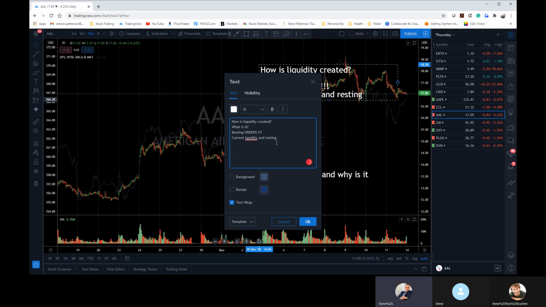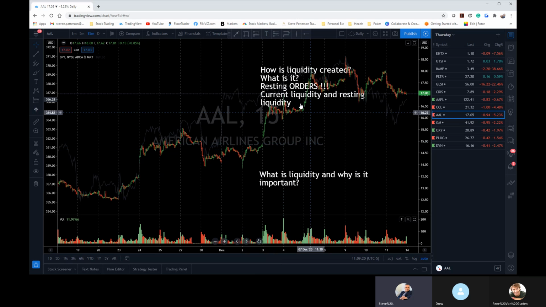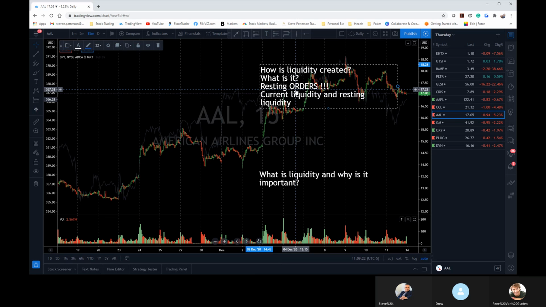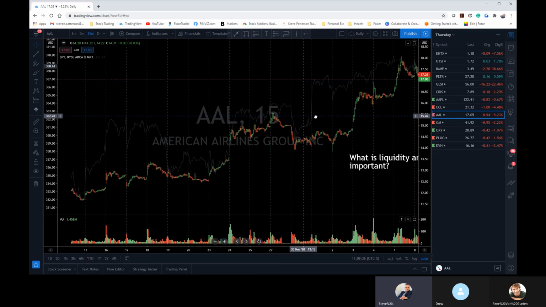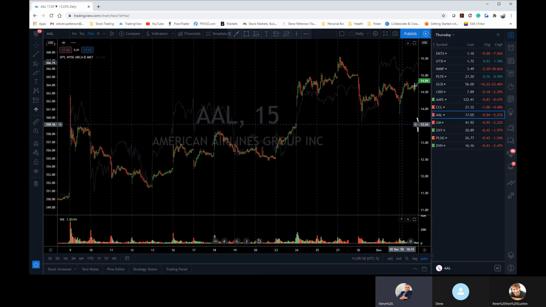You kind of need one to understand the other. So how is liquidity created? It's resting orders and current liquidity, and how does that relationship play out? Let's assume that we don't see the future. Let's assume that all we see is a price chart. It could be any chart. It doesn't make a difference.